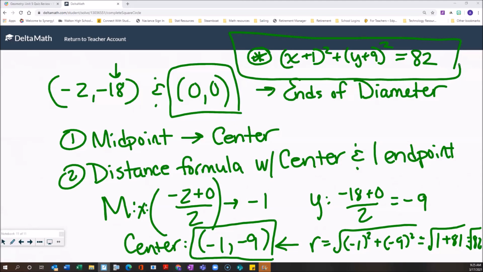And then check the notes because we did a lot of those problems and you can see them step by step.